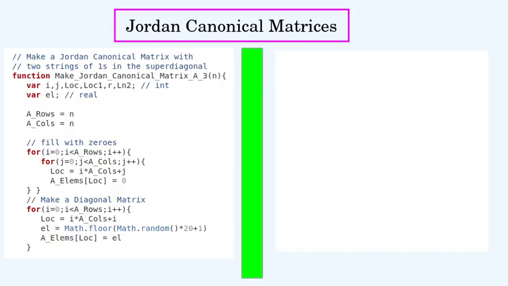So now to make a random Jordan canonical matrix with two strings of ones, we'll start off by making a random diagonal matrix like before. Then we'll put the first string of ones in the top quarter of this matrix. We'll get half of the rows or columns of this matrix and put it into the variable n2.